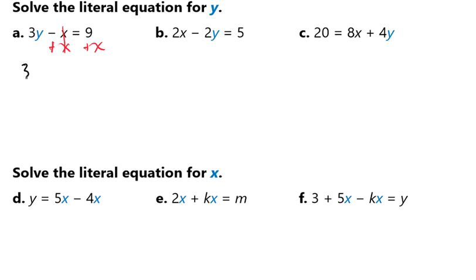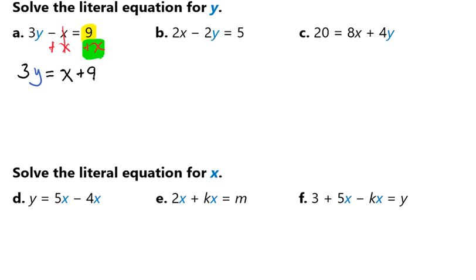leave us with 3y equals, and now the 9 and the x don't both have an x, so they can't combine. They can go next to each other, but they can't combine. So we're going to be left here with x plus 9.